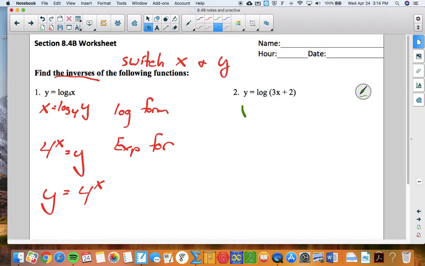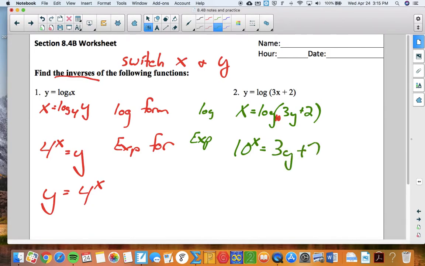Let's switch the x and the y. Now from here, we are going to put it from log form into exponential form. So my base here is 10. Remember, if you don't see a base after the log, it's 10. So it's 10 to this power of x, equals this thing, equals 3y plus 2.